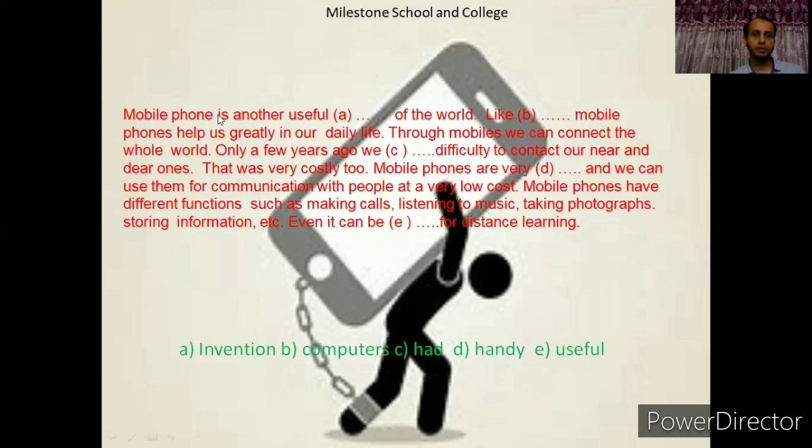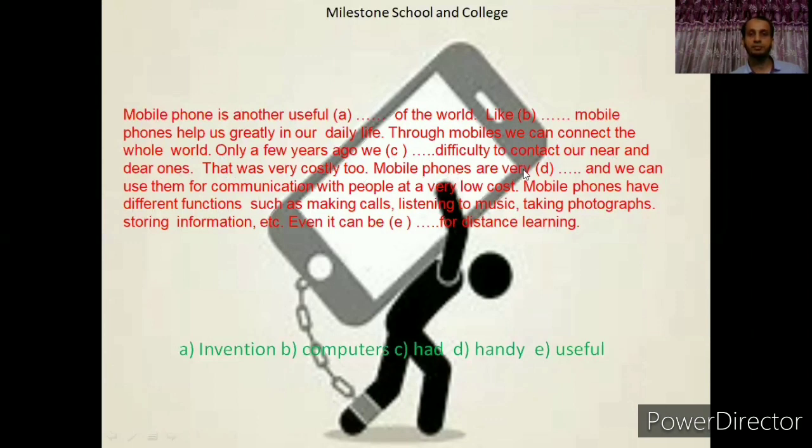The passage is: Mobile phone is another useful, and the answer to the gap will be invention. Useful invention of the world, like, number B will be computers. Like computers, mobile phones help us greatly in our daily life. Through mobiles, we can connect the whole world. Only a few years ago, number C will be, we had difficulty to contact our near and dear ones. That was very costly too.